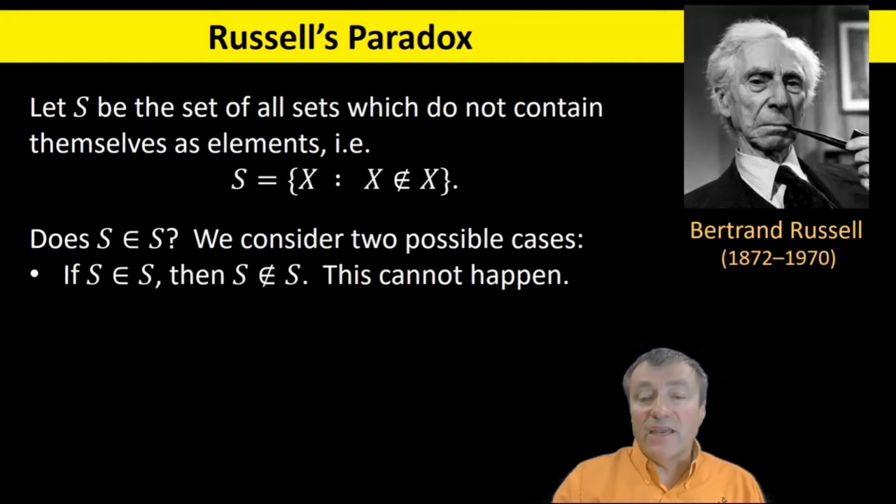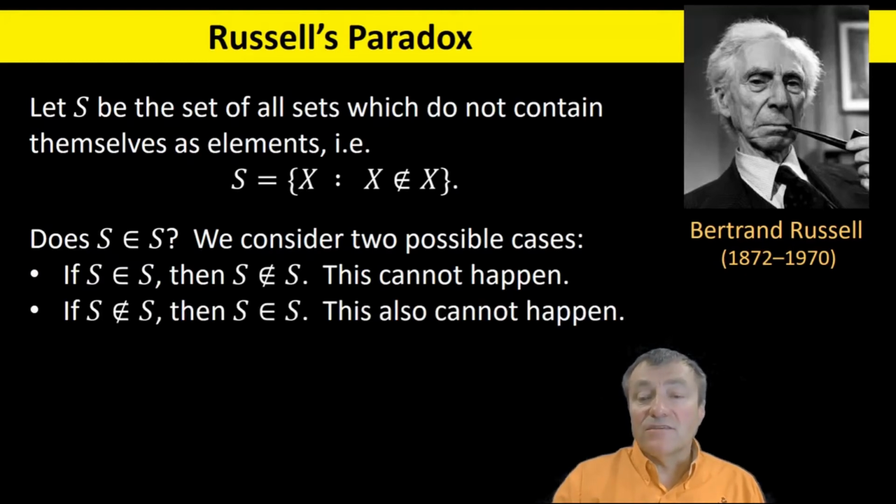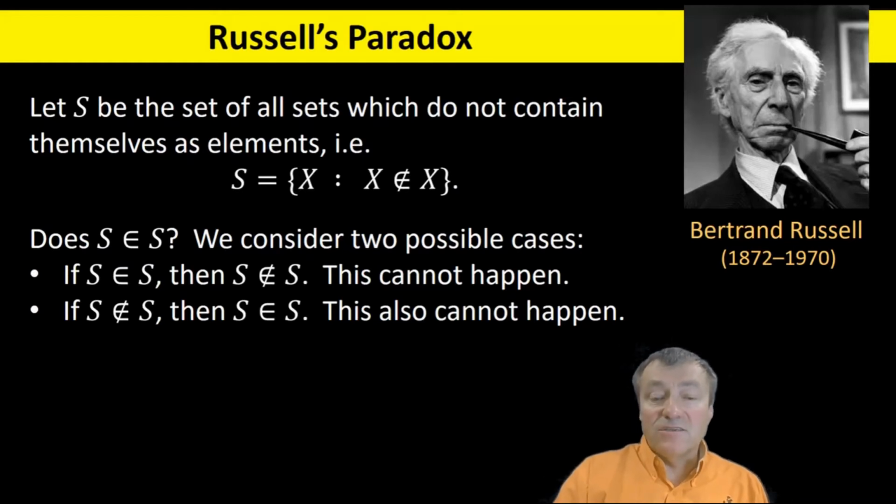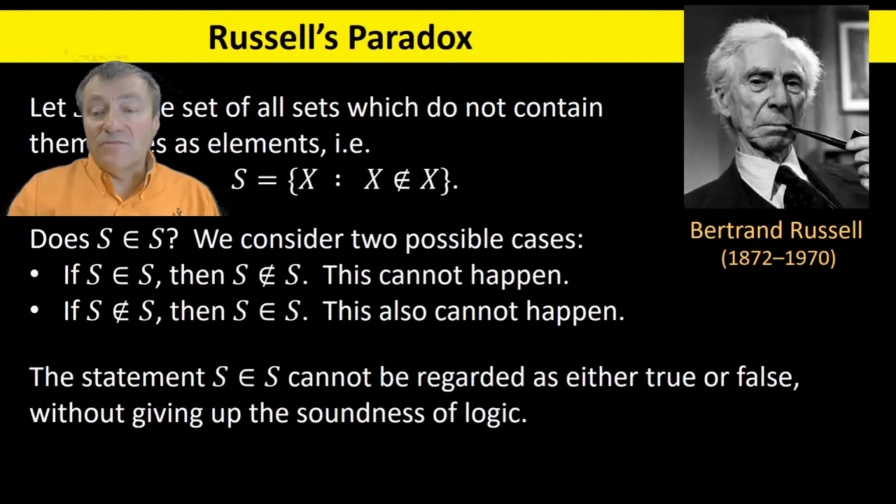If S is an element of S, this says that S is a set that does not contain itself. Well, that can't happen, right? On the other hand, if S does not contain itself, then this is exactly the property we need in order for S to be included in the set S. But again, this leads to a contradiction. So we're left with no way out here. The simple statement S being an element of S cannot be regarded as either a true or false statement, because either way you run into the same problem.